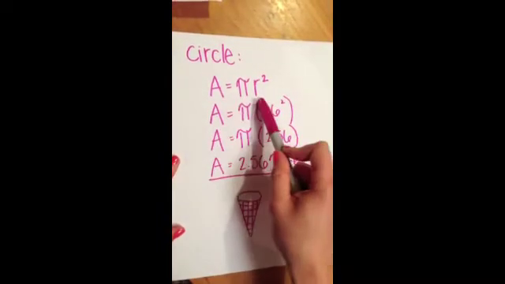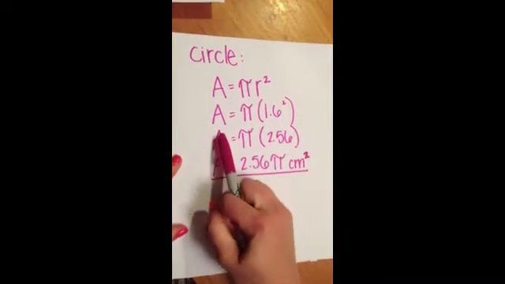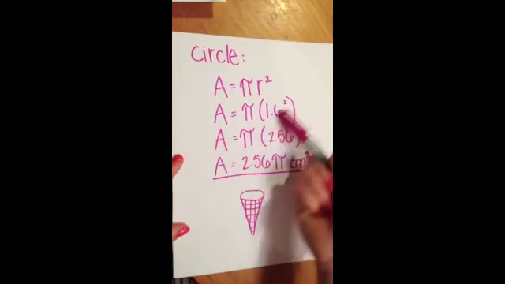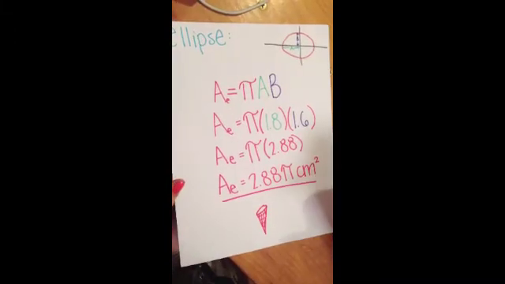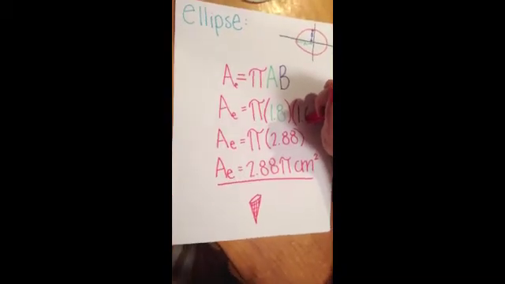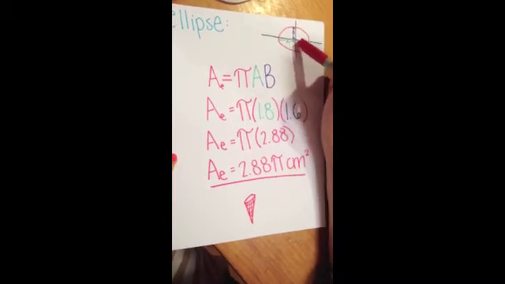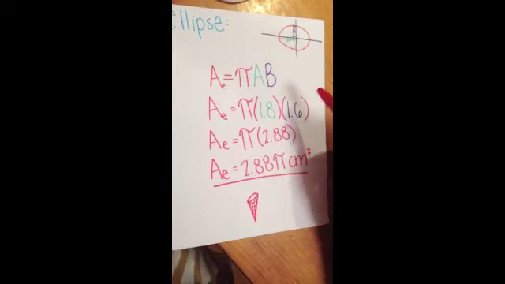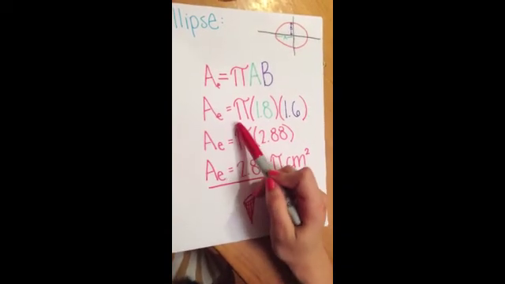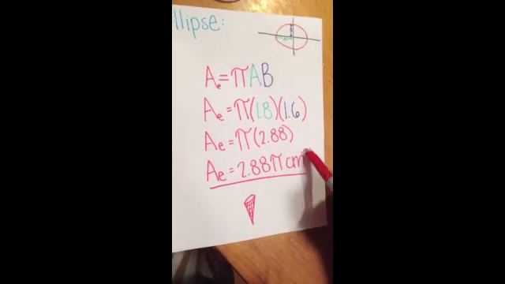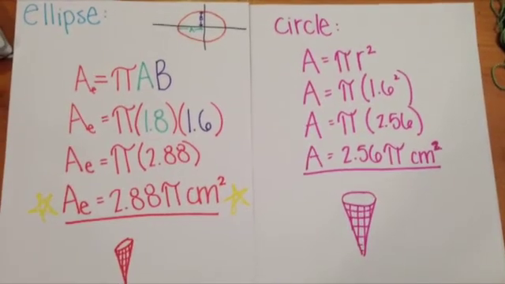The area of a circle is pi times radius squared. In this case, the radius of the circular ice cream surface was 1.6. So the formula would be area equals pi times 1.6 squared. This comes down to area equals 2.56 pi centimeters squared. Now let's find the area of the elliptical ice cream cone. The formula for an ellipse is area equals pi times a times b, where a is the semi-major axis and b is the semi-minor axis. In this case, the semi-major axis is 1.8 and the semi-minor axis is 1.6. So the area is pi times 1.8 times 1.6. This comes down to the area of the ellipse equals 2.88 pi centimeters squared. So, as you can see, the elliptical ice cream cone has a greater surface area.